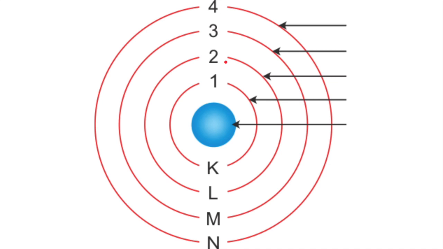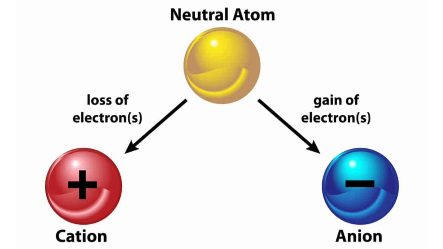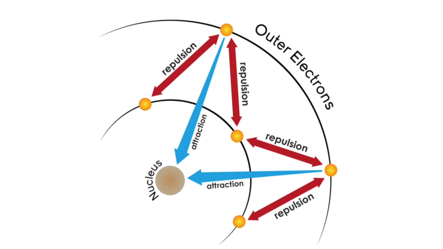Now we'll move on to ionization energy, which is the energy required to form an ion by removing electrons. Ions are charged atoms and can be either negative or positive. Ionization energy increases across a period due to the increasing nuclear attraction, making electrons harder to remove. Ionization energy decreases down a group, however.